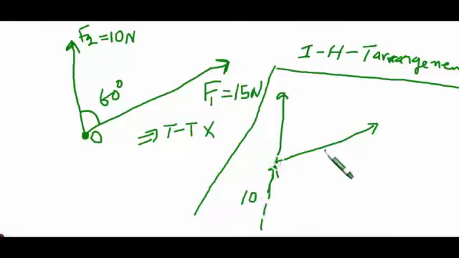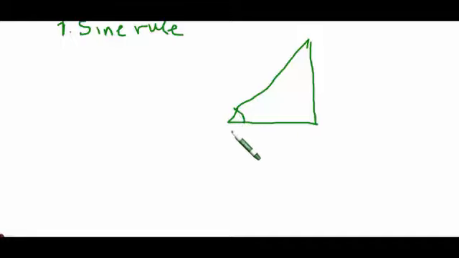Okay. So the two rules are, these are the two rules. One, sine rule. Sine rule, which we can remind ourselves about by taking any arbitrary triangle with angles A, B, and C.